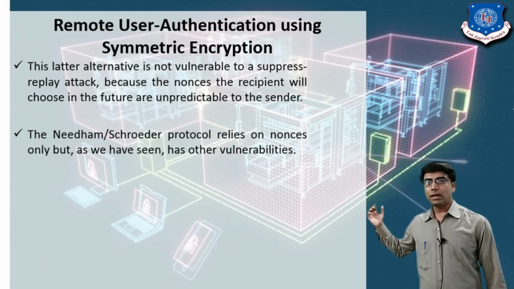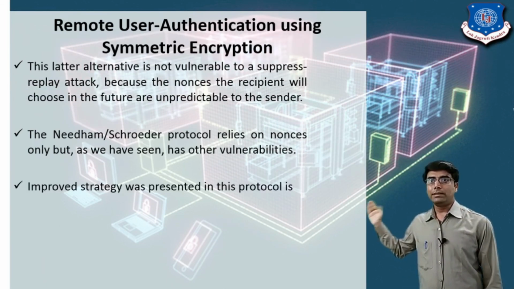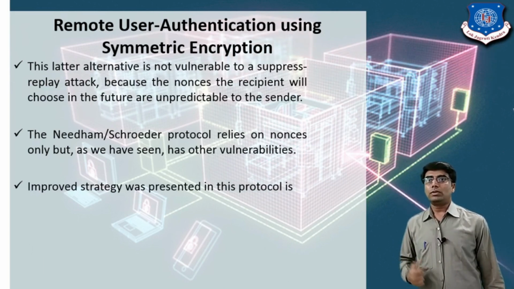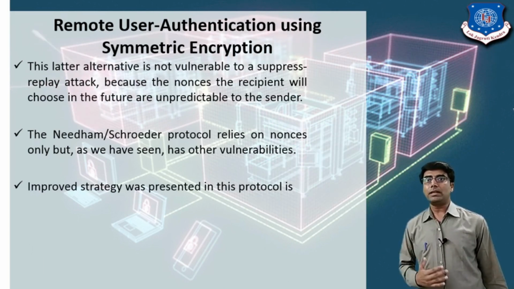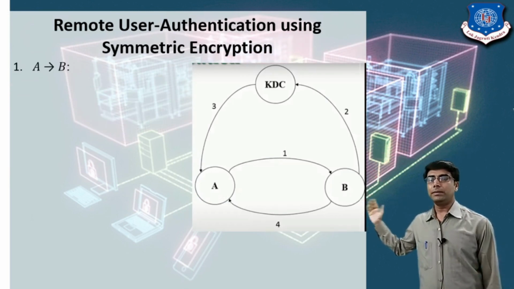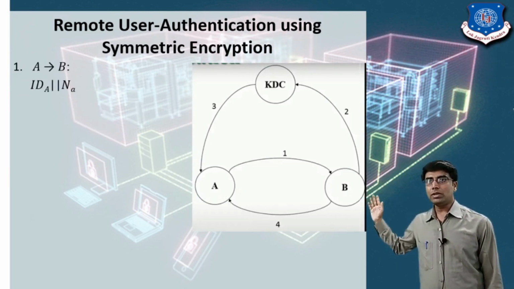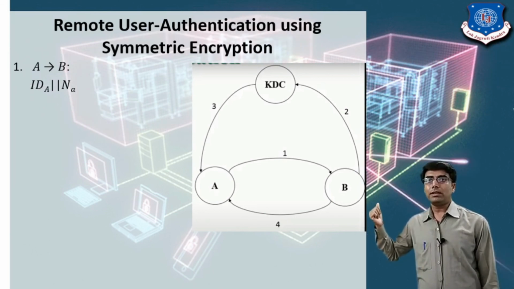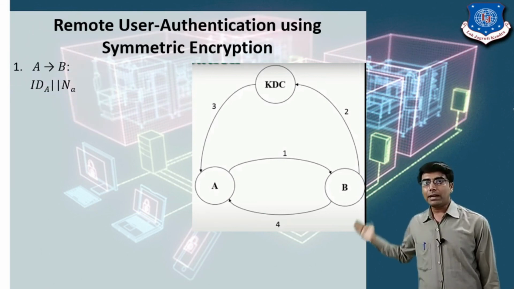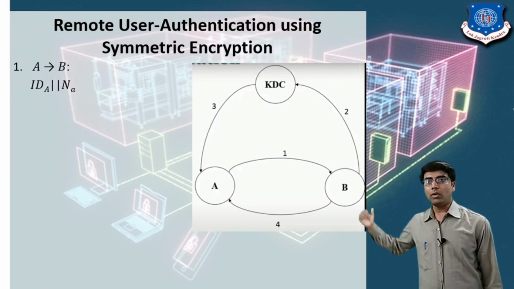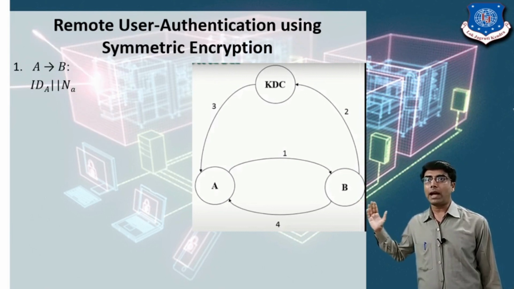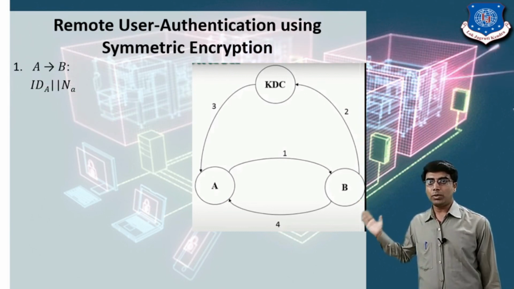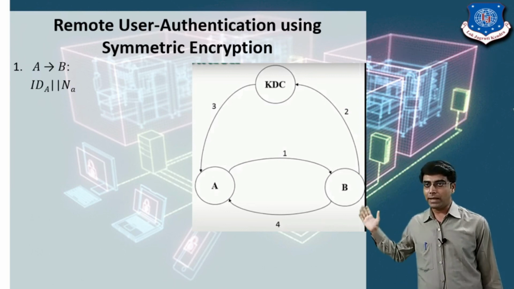Now we will modify the Needham and Schroeder protocol. The improved strategy presented in this protocol is, as you can see in this figure, if user A wants to communicate with user B, user A does not send the request message to the KDC. It directly sends the message to user B. In the first step, the message includes ID A, indicating the identity of user A, and the nonce A, which is created by user A.